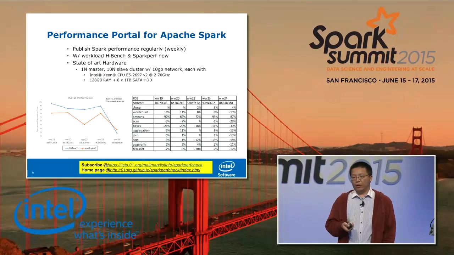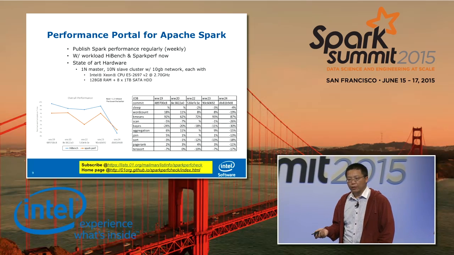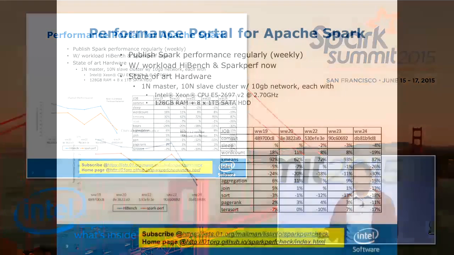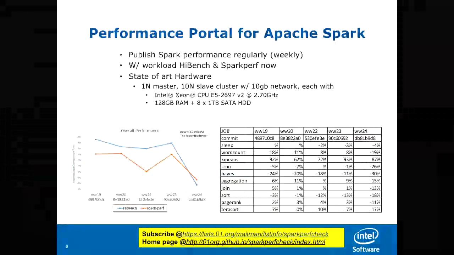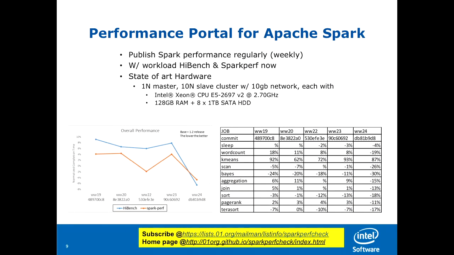So as I mentioned, we currently have a dedicated cluster. That's a 10-node cluster with the latest Xeon processor, and it's a pretty good cluster. So it's a dedicated cluster for regular performance testing for Spark. Every week we will automatically get the code from GitHub, and also do the performance testing.